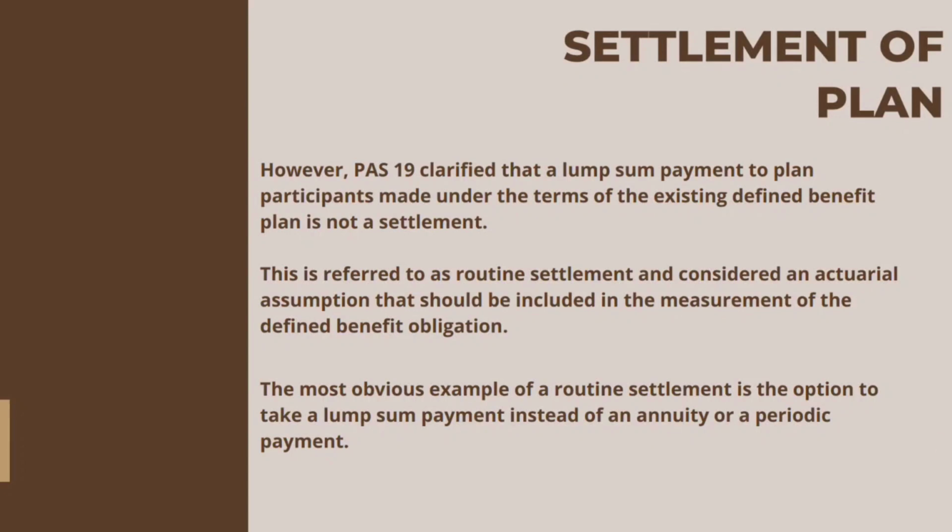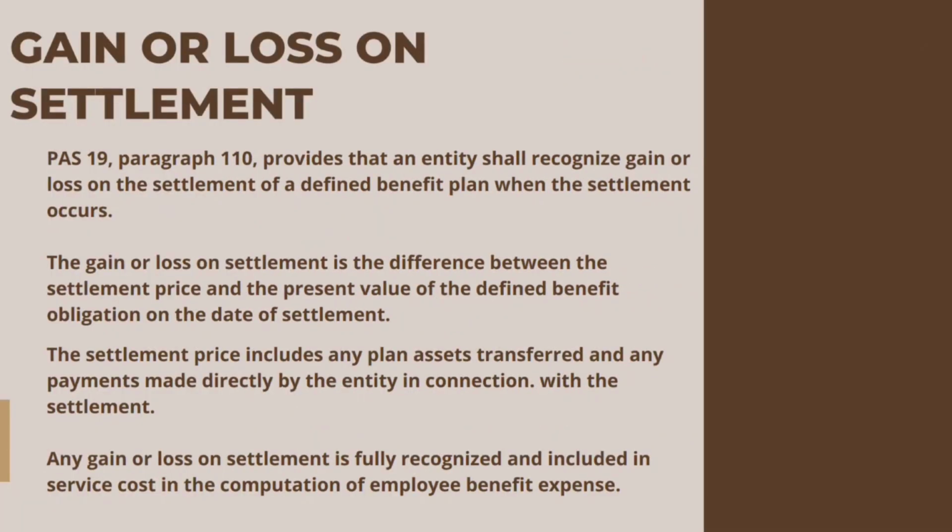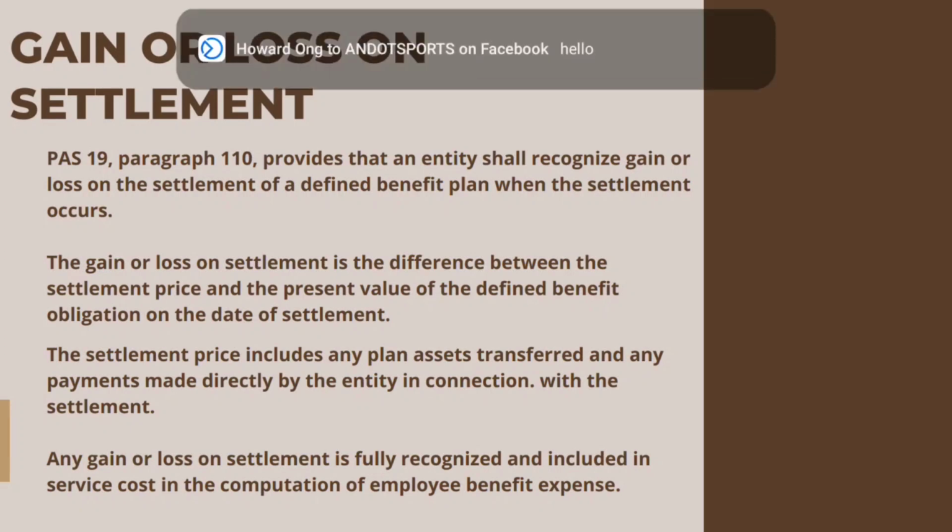So, gain or loss on settlement. PAS 19 paragraph 110 provides that an entity shall recognize gain or loss on the settlement of a defined benefit plan when the settlement occurs. The gain or loss on settlement is the difference between the settlement price and the present value of the defined benefit obligation on the date of the settlement. So that settlement price includes any plan assets transferred and any payments made directly by the entity in connection with the settlement. Any gain or loss on settlement is fully recognized and included in service costs and the computation of employee benefit expense.